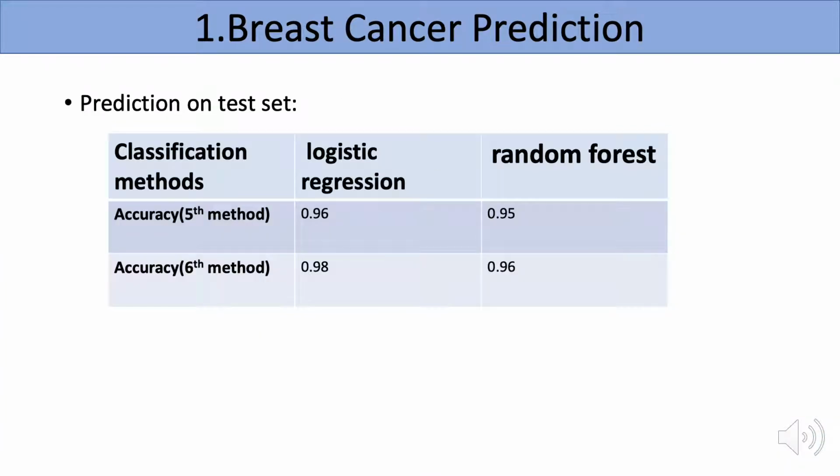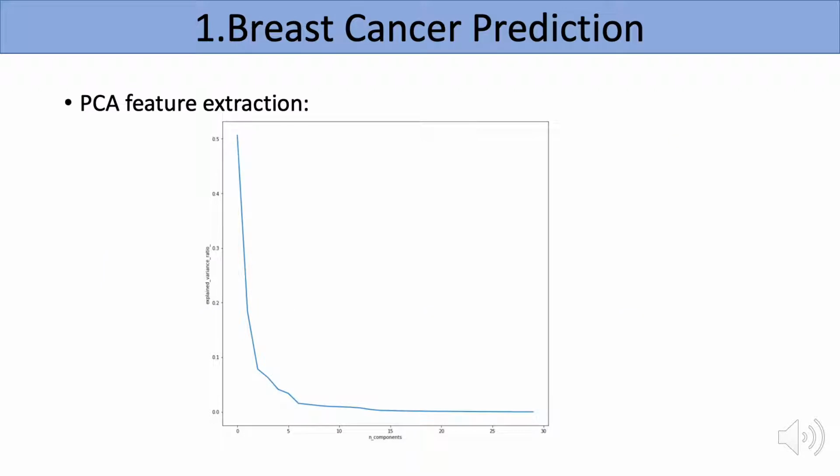So let's get to the prediction on the test set. We use the features from the 5th method and the 6th method. I used 2 classification methods. For the 5th method, the accuracy is 0.96 and 0.95 respectively. And for the 6th method, the accuracy is 0.95, 0.98, and 0.96 respectively. So they are quite high. So as we can see, many of the features do not influence the prediction.